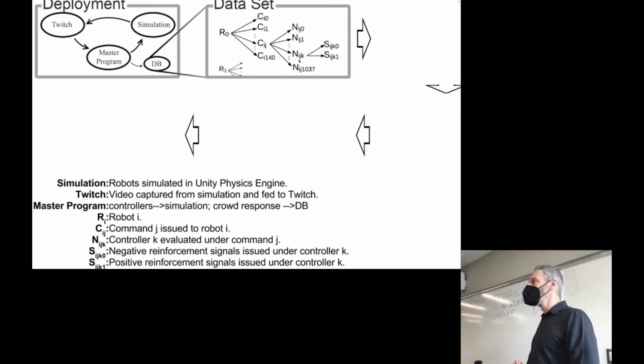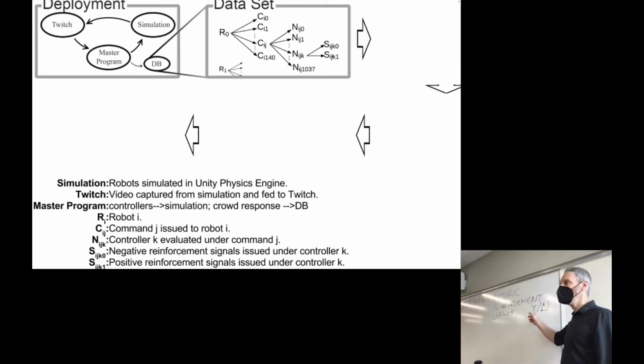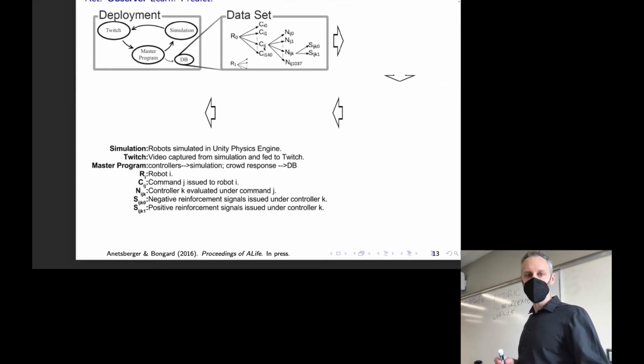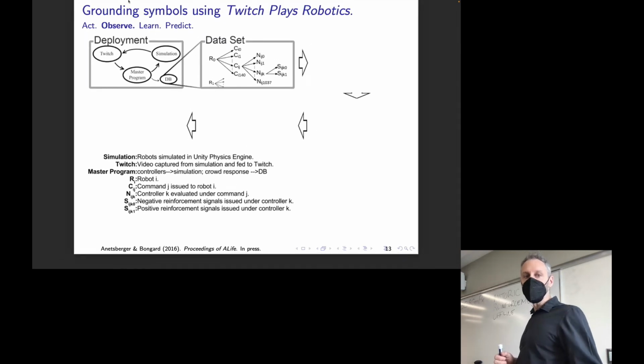For each one of these controllers, as you just did, the crowd voted, and we collected the number of yes votes. It's just an integer. How many yes votes? And we stored that in S_IJK1, the number of yes votes that this controller received when it was running this robot under this command, and S_IJK0, the number of no votes that the crowd supplied to this controller when it was controlling this robot under this command. That's our data set. So far, so good? Okay, so that's step 2.